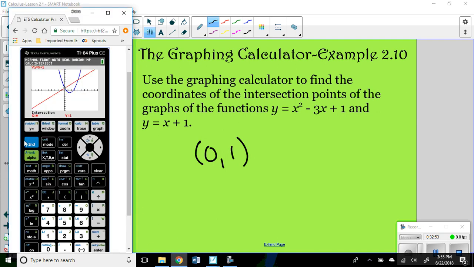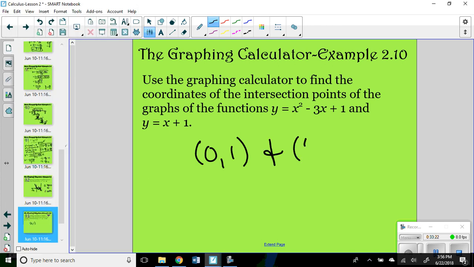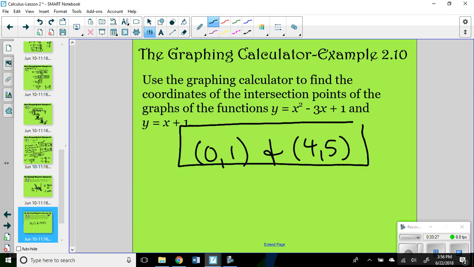And then we have to go back to calculate and do intersect again. So again, first curve, second curve, you just hit enter and enter because we only have 2 in there. Now I need to move my cursor, and it looks like it's about right there. You don't have to be super accurate. You do want to be close. So if I put it there, it should still pull it up. And it says that the intersection point is 4, 5. So those are the 2 intersection points that we have between our parabola and our line.